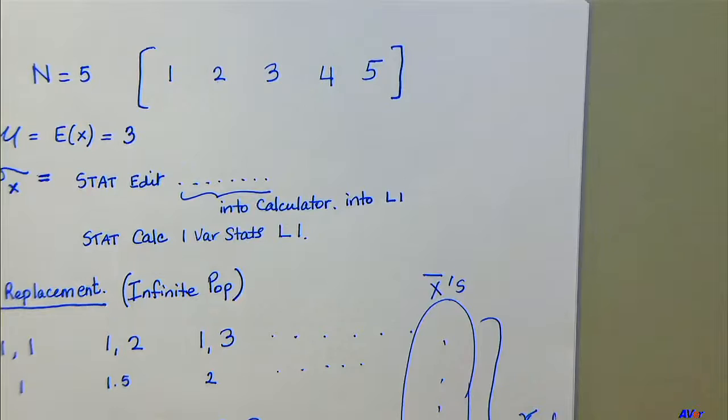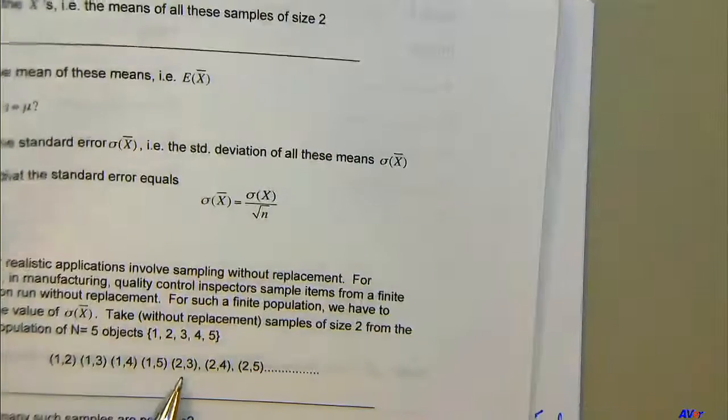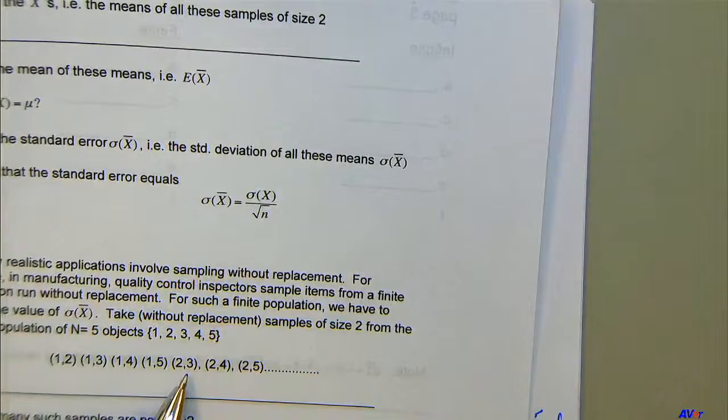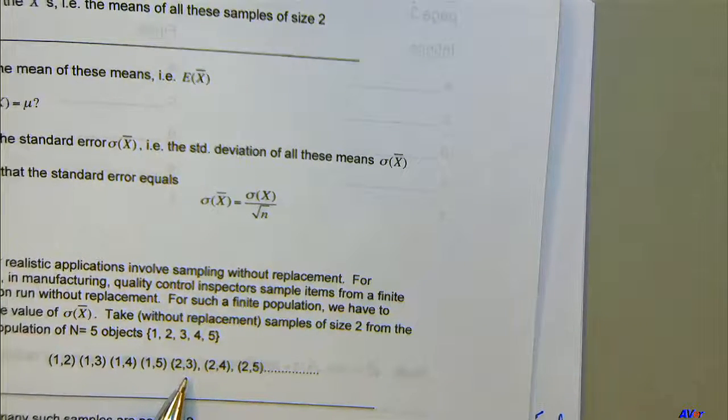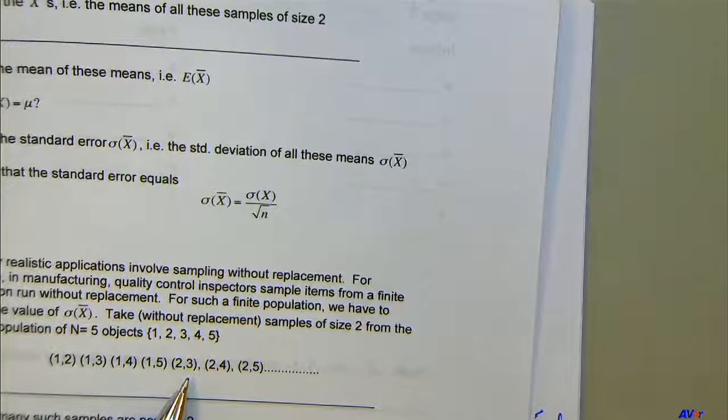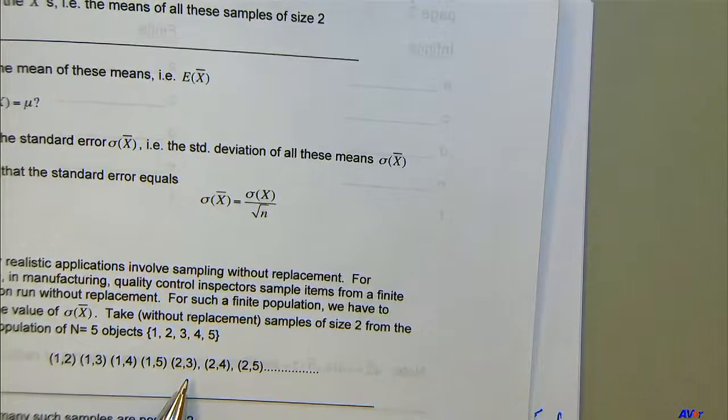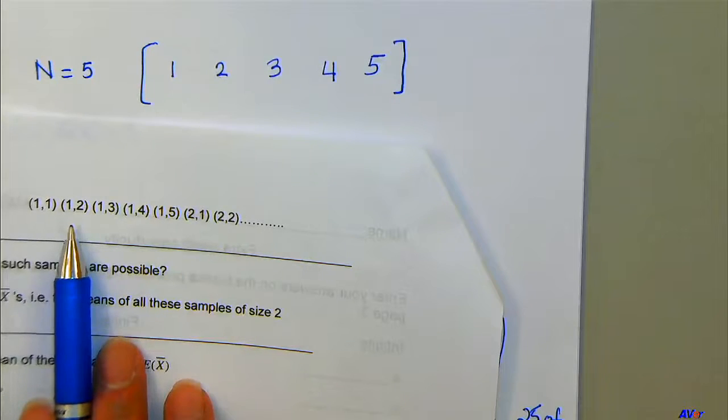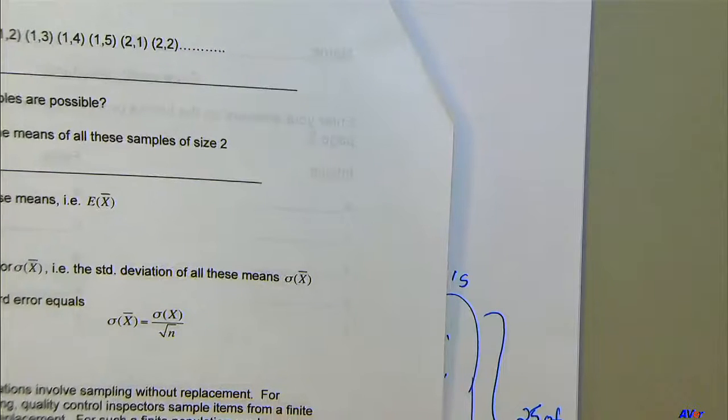You understand my question? I'm asking you, what happened to 2, 1 here? Why is it not listed? 2, 1 would be the same as 1, 2, right? So wouldn't this 2, 1 be the same as this 1, 2? So what's up with that? How come I did it here, but I don't want to do it here?